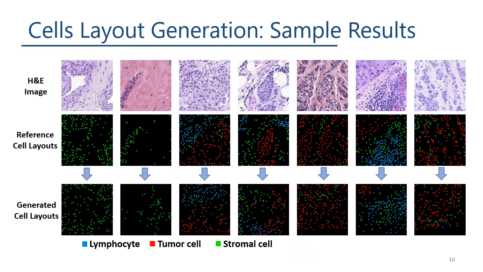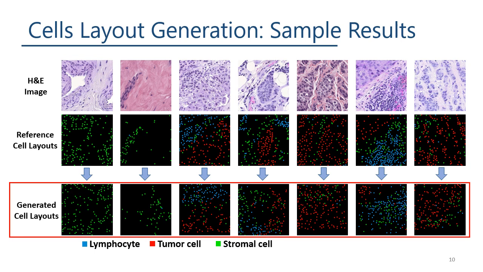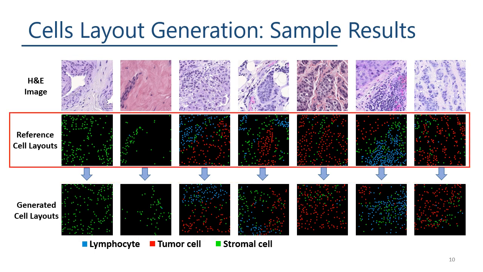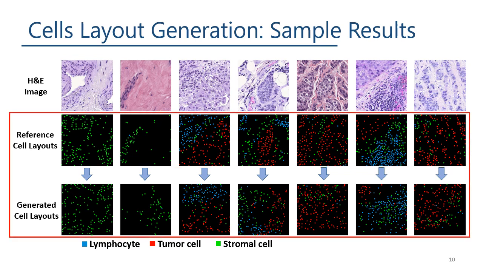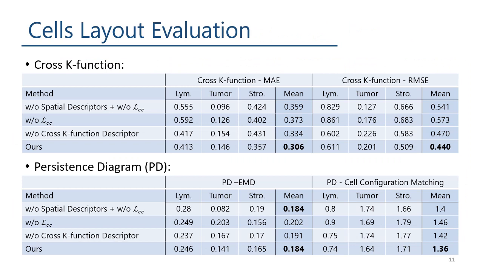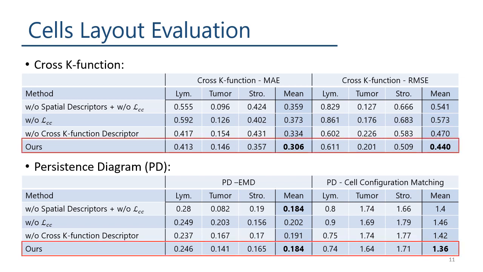Here are some examples of generated cell layouts. If we look at the generations, last row, and compare with the reference data, we see that they share similar spatial and topological patterns. We evaluate the generated cell layouts by comparing to the reference layout cross-K functions and persistence diagrams for different cell types. Our proposed method achieves the lowest error.